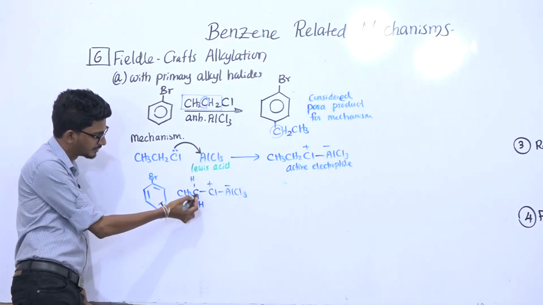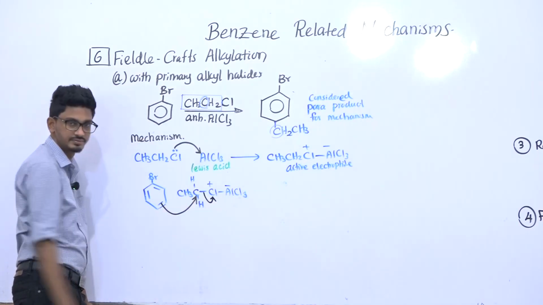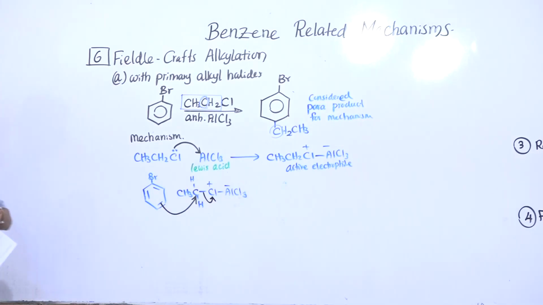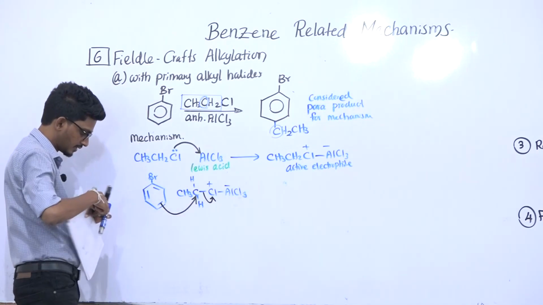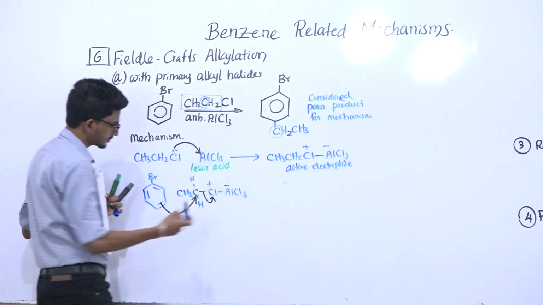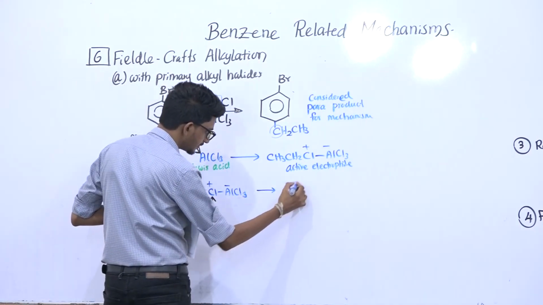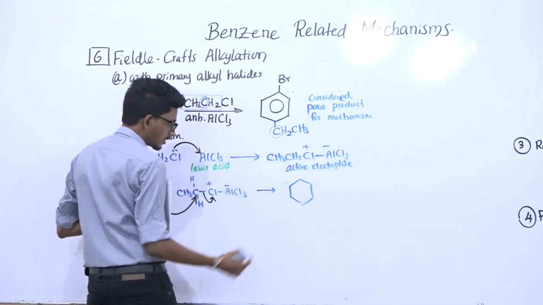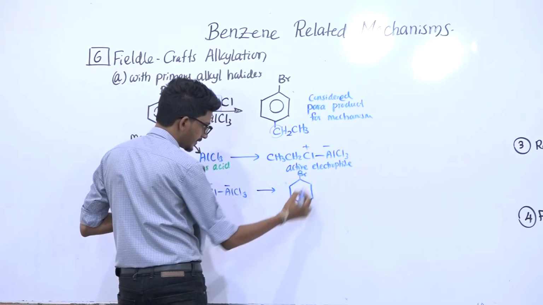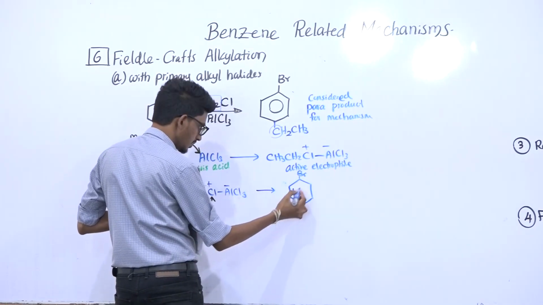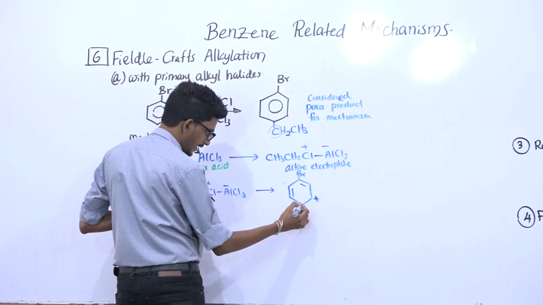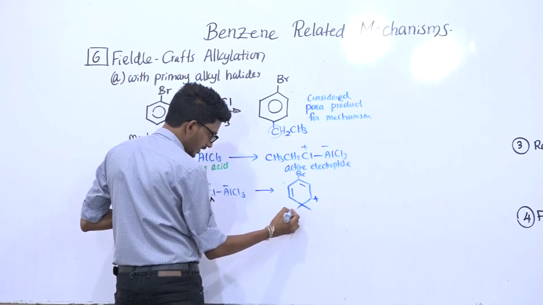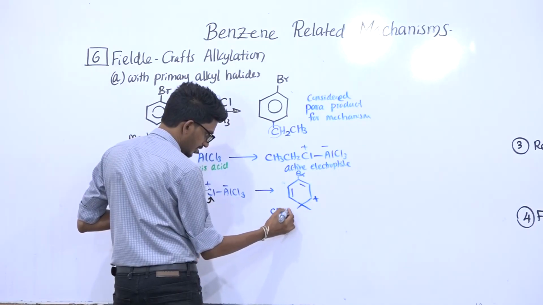So when this happens, this will leave. Arrows are very important, right? That is why I am writing it with a different color, so you will get the marks for the arrows, right? So you will come up with the arenium ion, the sigma complex. So you have the Br here, right? So here it becomes positive, and here the CH3, CH2 will be connected.